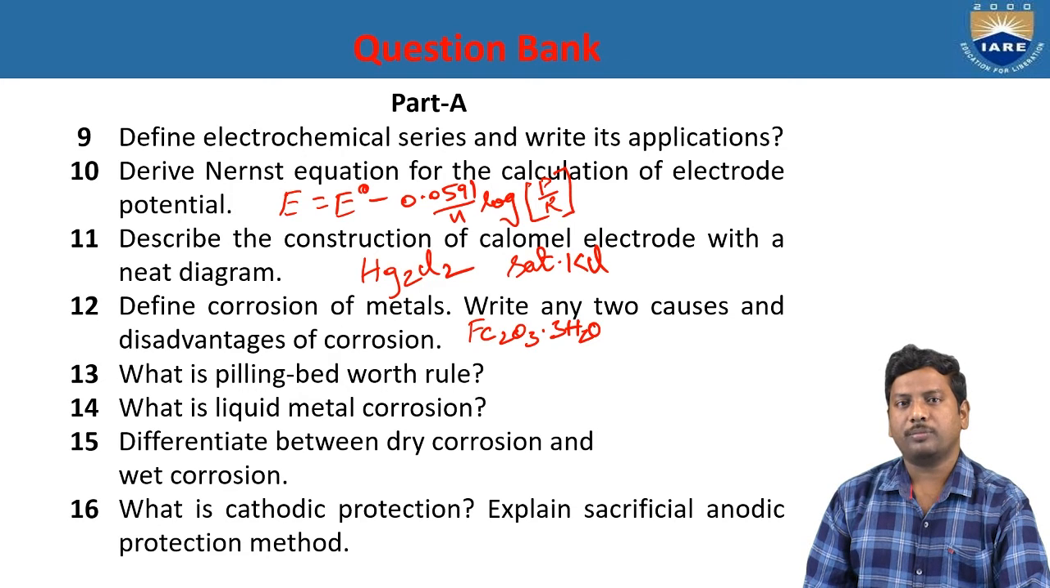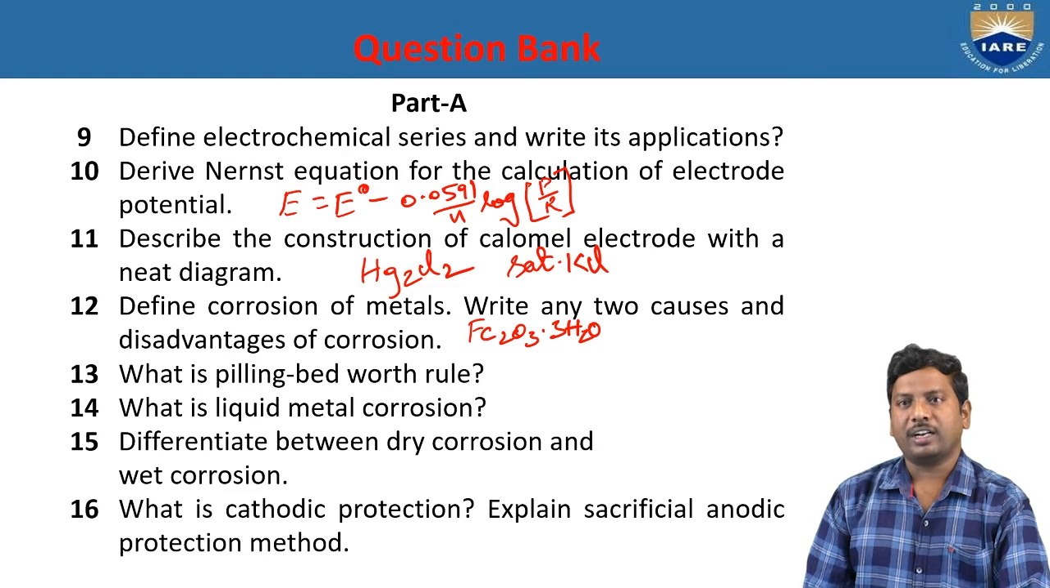The Pilling-Bedworth rule depends upon the surface area of the metal and the coating surface. According to the Pilling-Bedworth rule, if the metal coating surface is more than the metallic surface, the corrosion discontinues. If the coating surface is less than the metallic surface, the corrosion will be continuous. That means the metal absorbs oxygen continuously, even though coating takes place. So that is the Pilling-Bedworth rule.